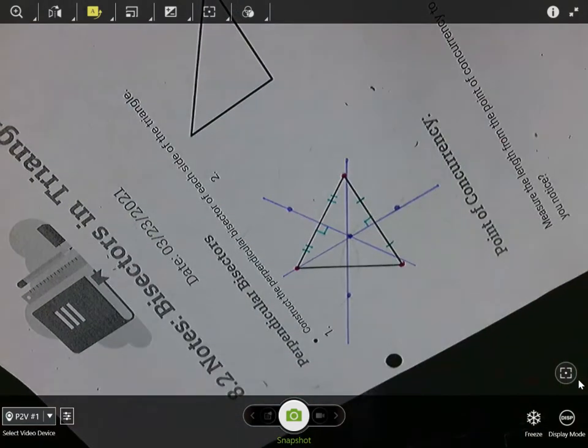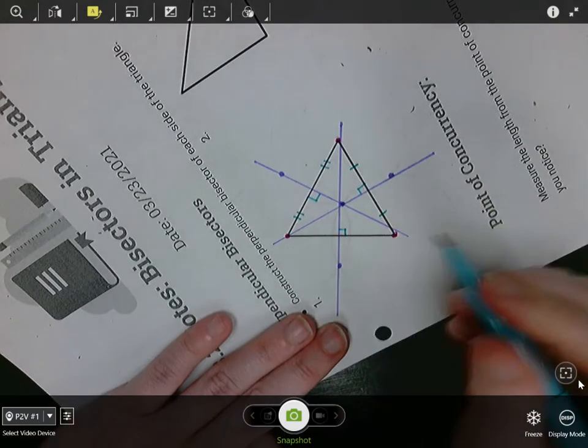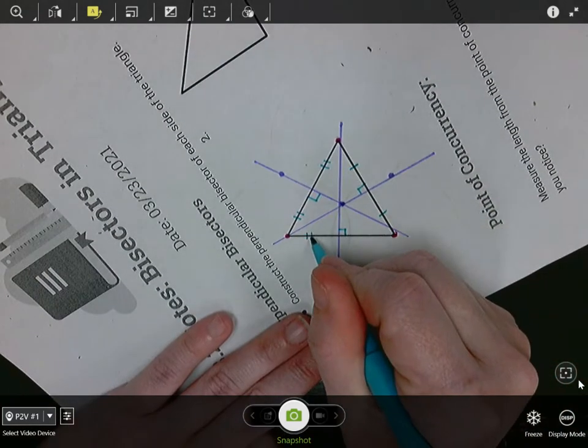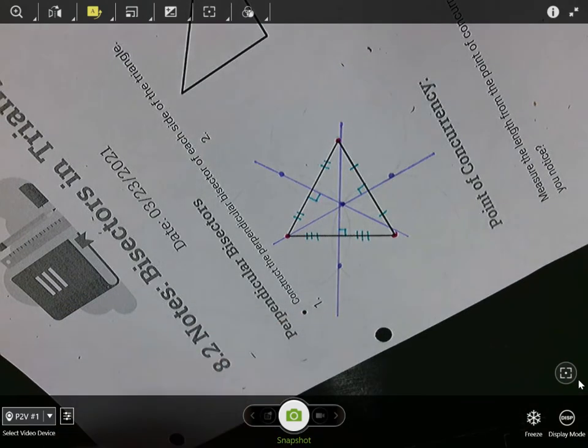Okay. Now what that means is you've just drawn a line that's perpendicular to this side, and it cut it in half. So this segment's congruent to this segment. Okay. So each of my sides has been cut in half by lines that are perpendicular. We just constructed 3 perpendicular bisectors.